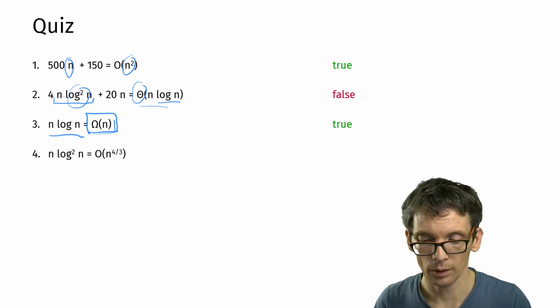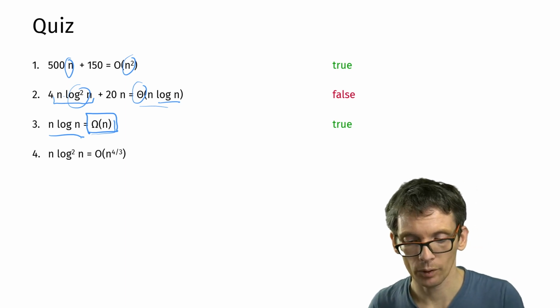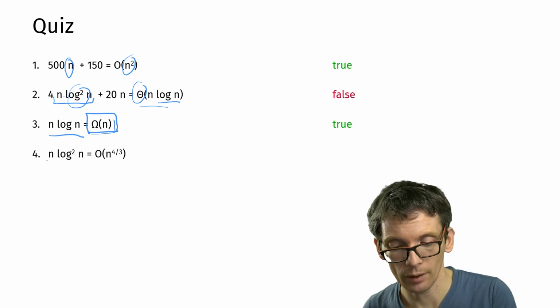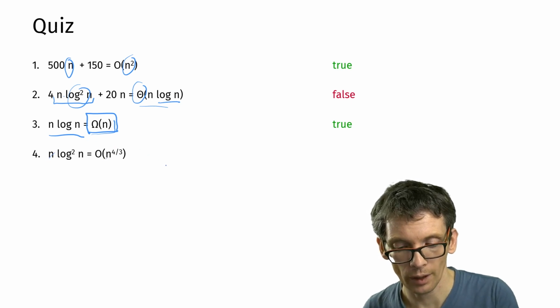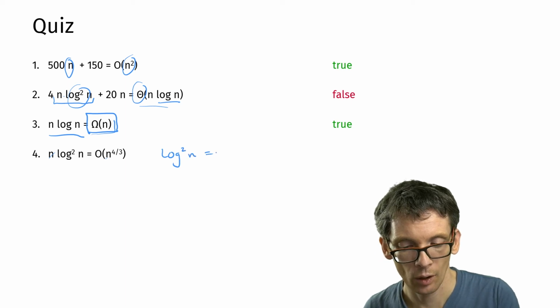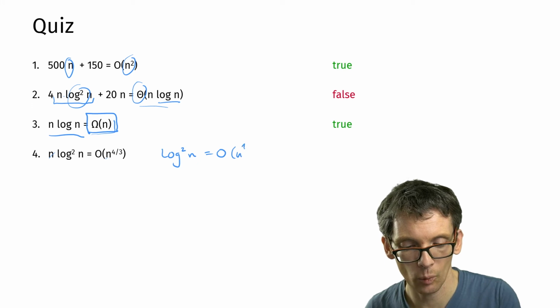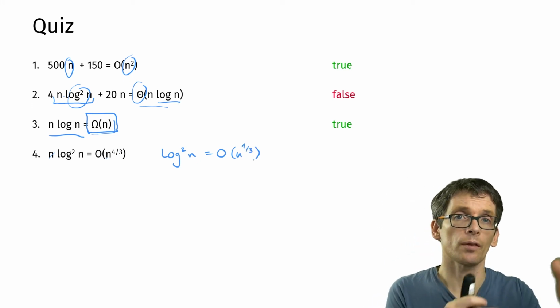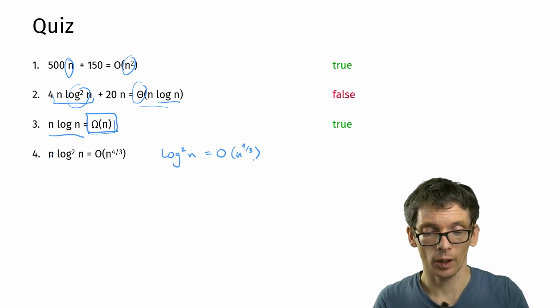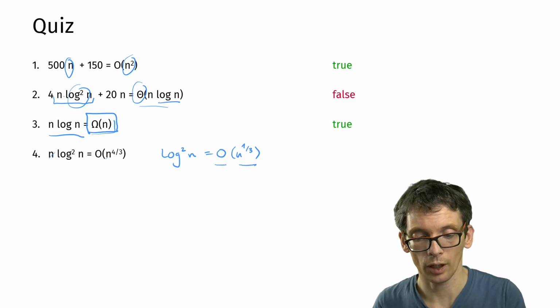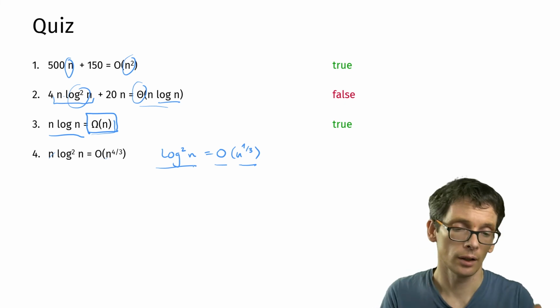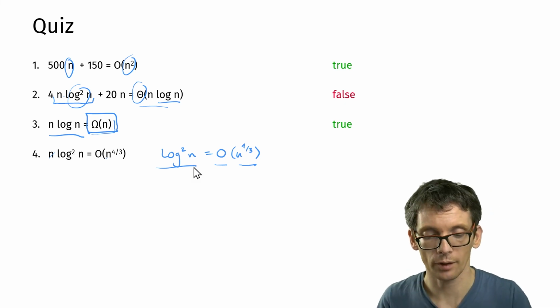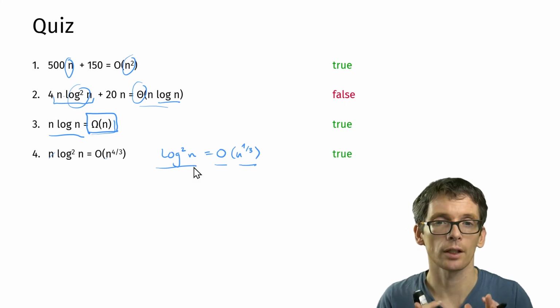n log squared n, is that in O of n to the 4 thirds? That's a tricky one. To compare those, let's divide both by n. What we get then is that we're comparing log squared n with O of, and if I divide n to the 4 thirds by n, I keep n to the 1 third, so the third root of n. We know polynomial functions go faster. The question is, is this polynomial function an upper bound for log squared n? Polynomial functions go faster than logarithmic functions. This is true.